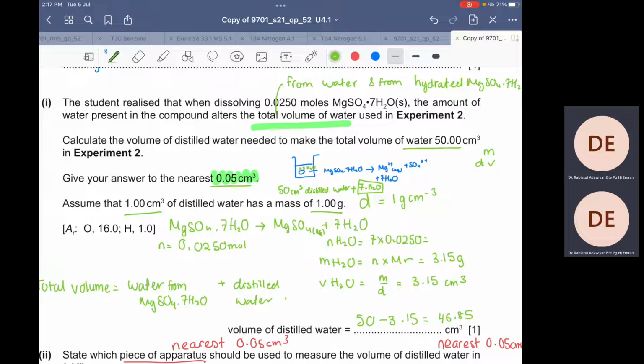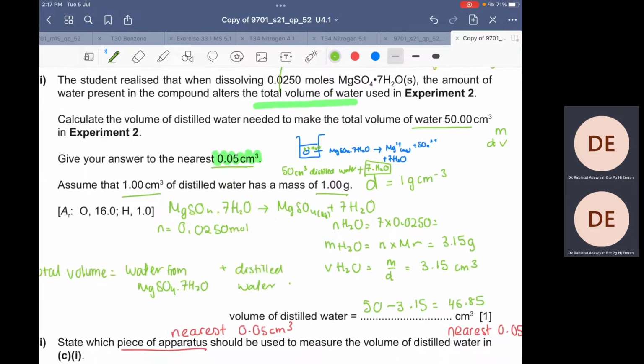So the volume of distilled water that you need to add is not 50, but 46.85, okay? If you add 50, then the total volume will be over 50, and that's not what you want for this experiment. This experiment just wants you to add 50 centimeter cube.